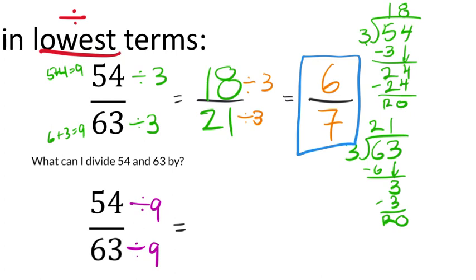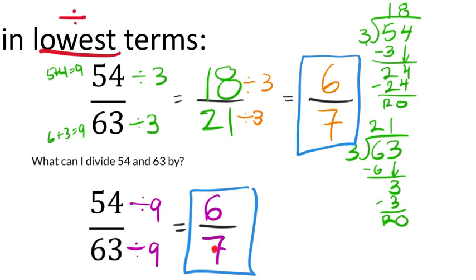Now, the other way to do this is just to know your multiplication tables. 54 is the 6th multiple of 9, and 63 is the 7th multiple of 9. And as it turns out, that's exactly the same fraction as we got here. This one's a little less work, but it also takes a little bit more experience, a little bit more knowledge in the beginning.